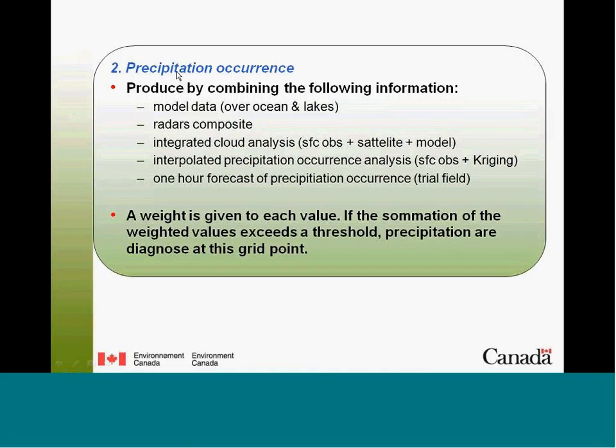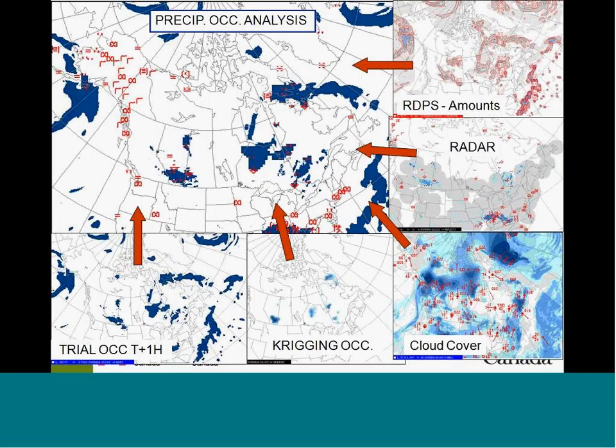The precipitation occurrence is produced by combining the following information: radar composite, integrated cloud analysis, and precipitation occurrence, and our forecast of precipitation occurrence, which is the trial field. A weight is given to each value, and from the estimation of the weighted value, a certain threshold determines if precipitation will be diagnosed at this point. So again, it's a quick overview of the different inputs to produce the precipitation occurrence analysis.